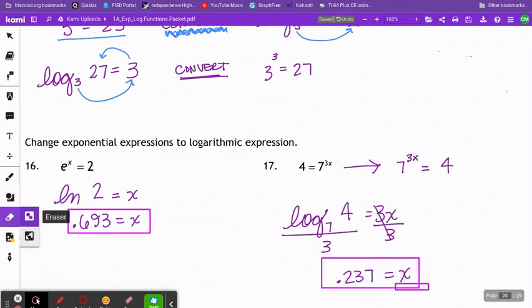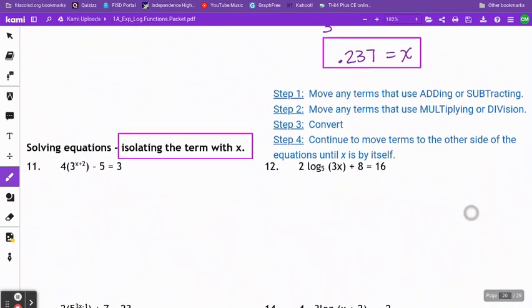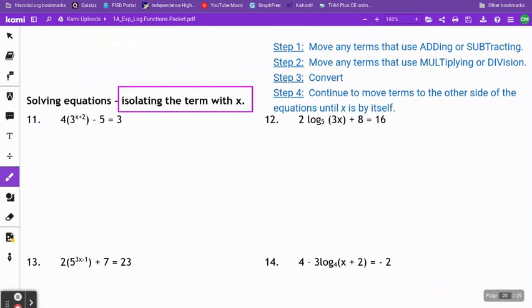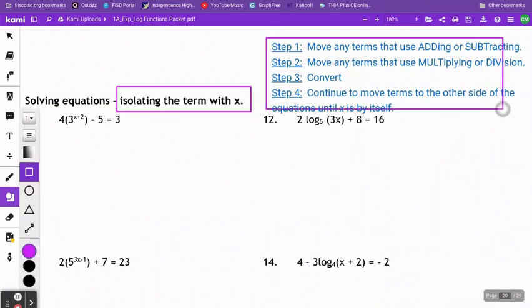Okay, so let's get into some logarithm equations that are a little more involved. Let's go to some that look like these, where you're going to need to first isolate the term with x. So here's some basic steps to help us with the process. You're going to want to move anything that has to do with adding or subtracting first, then move any multiplying or dividing. The next step here would be to convert.